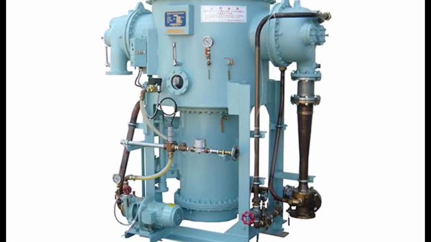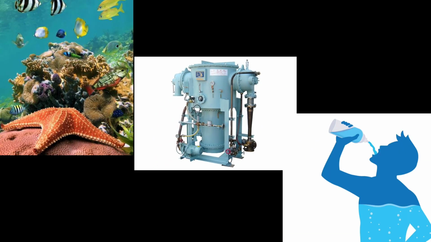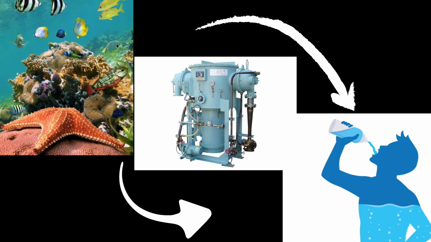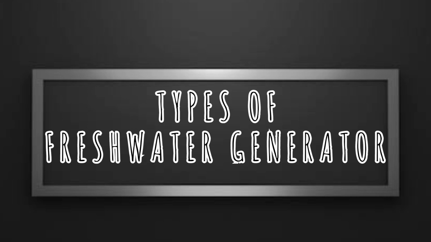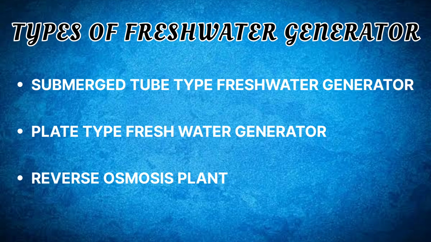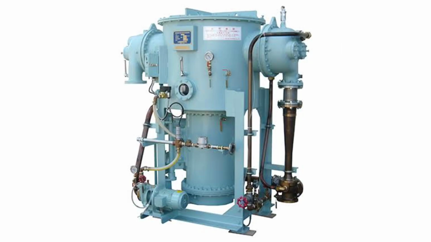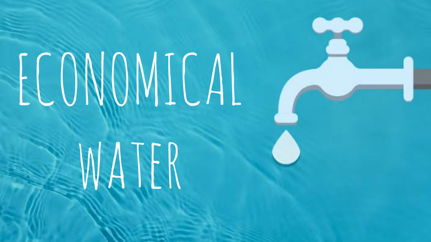The equipment used on board for the production of fresh water from seawater is known as freshwater generator. Various types of freshwater generators used on board ships are mainly submerged tube type freshwater generator, plate type freshwater generator, reverse osmosis plant. Whatever type of plant is used, essential requirement of any freshwater generator is that it should produce fresh water as economically as possible.